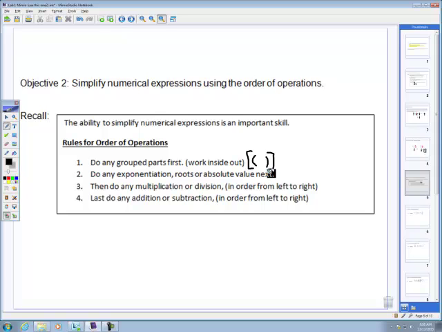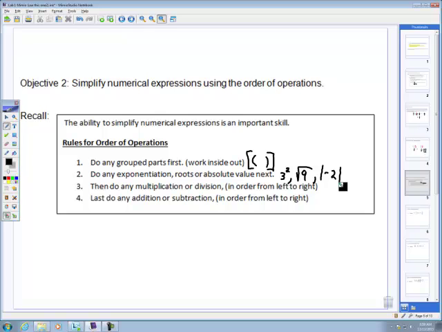Do any exponentiation, roots, or absolute value next. So therefore, if you have something raised to a power, like 3 squared, or a root, such as the square root of 9, or an absolute value, maybe something like the absolute value of negative 2, then we would want to take care of that next in our order of operations.